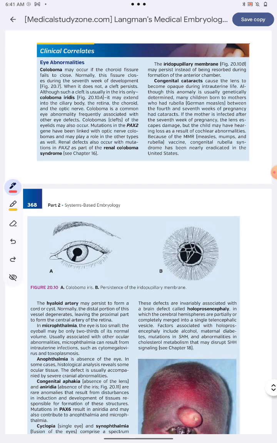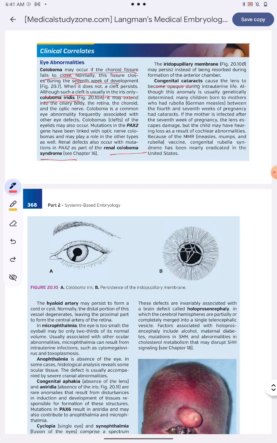Moving to the pathologies, coloboma may occur if the choroid fissure fails to close. This occurs in the seventh week of development, and if it is only in the iris, it is called coloboma iridis. It is due to a mutation in a gene, and it can also cause renal problems. The iridopupillary membrane may persist instead of being absorbed during formation of the anterior chamber.